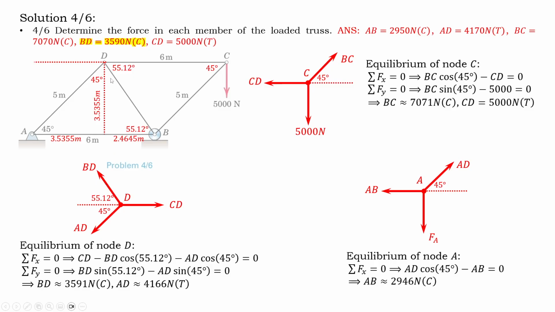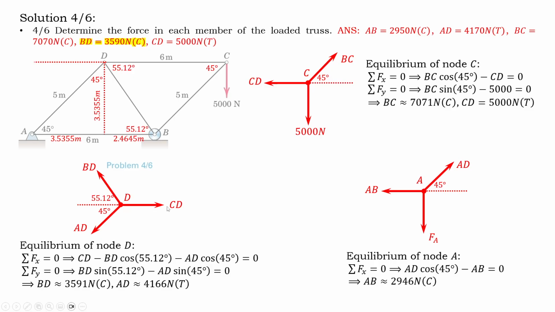So we assume that BD is acting this way, and AD is acting the other way. And again, first you need to be very good at geometry. This angle is 55.12. Again, this angle will be 55.12, and this is 45. Therefore, this will be 45. And you write down the summation of Fx, summation of Fy, and you find BD and AD.